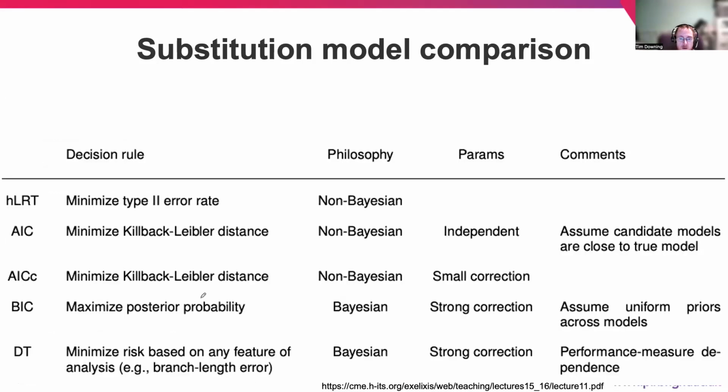So we have this table here, and that indicates the different criteria to decide which substitution model is most effective, and that's not trivial to do. You can see there are three non-Bayesian approaches: the likelihood ratio test, the AK information criterion, and the corrected version of it. And we've got the Bayesian information criterion and decision theory, again our Bayesian approaches for that.